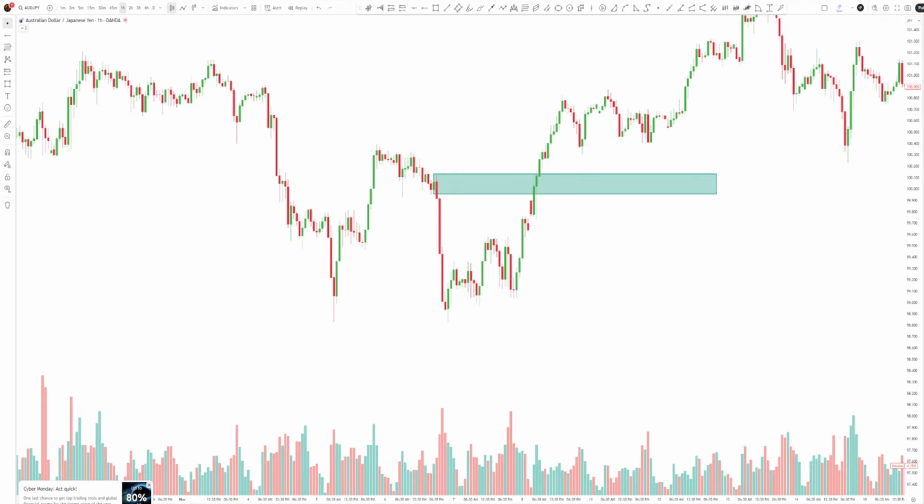Step 3 is to draw a rectangle tool for that candle, and we have drawn it. If it's a mini consolidation, draw it for the whole consolidation. Let's say this is the kind of consolidation we are looking at. So what we'll be doing is drawing that consolidation instead of just a single candle.